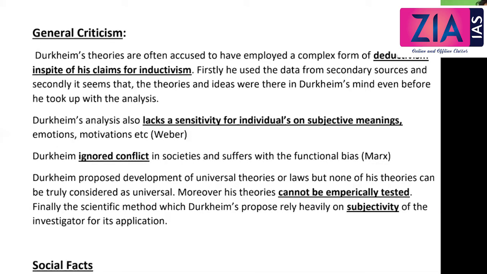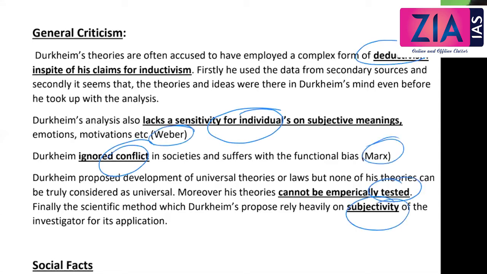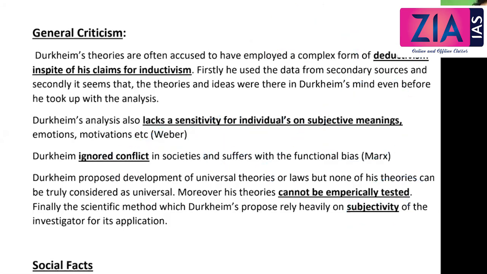Reductivism, lack of sensitivity to the individual, that means you can write Weber. Ignore conflict, that you can write Marx. Cannot be tested, subjectivity. So these five criticisms, anytime you can write. Even if you don't know any specific criticism, your answer will be okay and good with these five criticisms itself. But obviously, if you see each and every theory from your side also, even if you don't know any criticism by the thinkers, you can criticize.